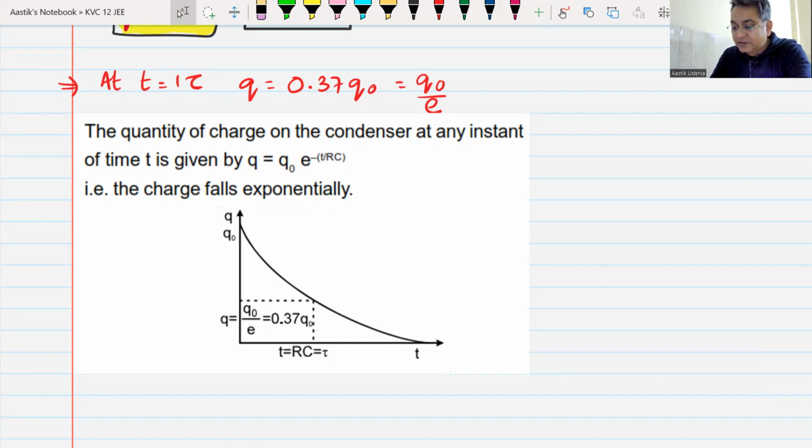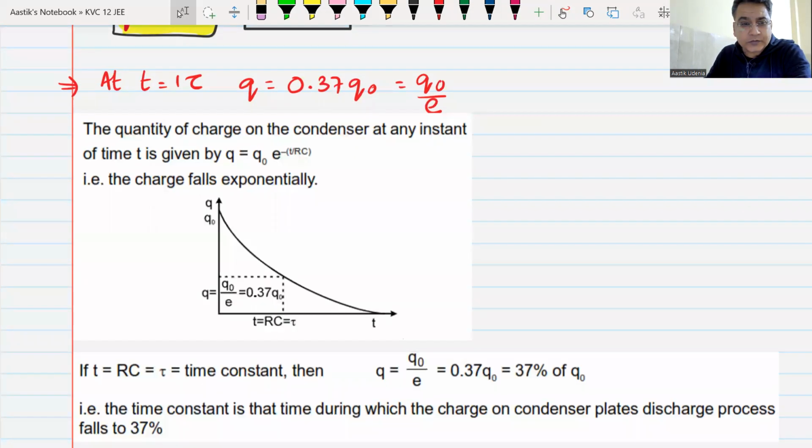Theoretically, it never becomes 0, but practically, even after some milliseconds or some microseconds, the charge becomes 0. Do we understand this? Everyone understands this? I'll give you 2 minutes to note this down.